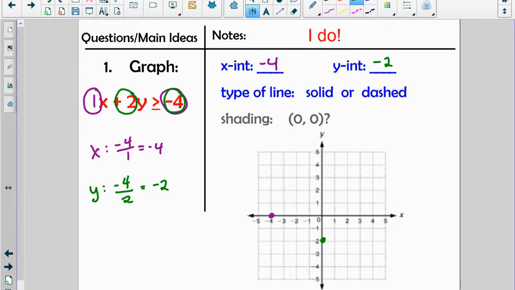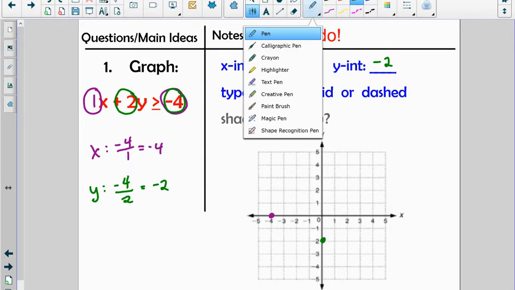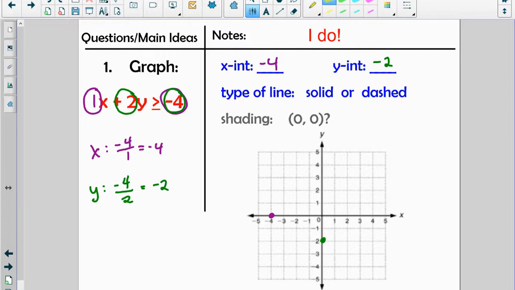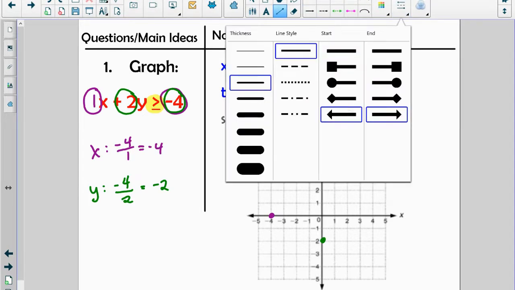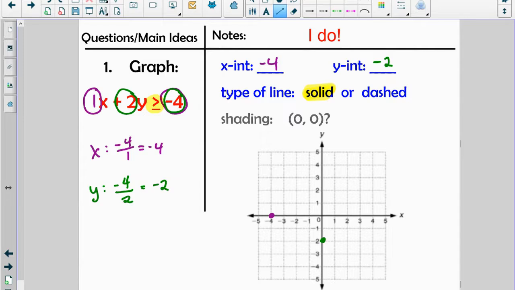So I can see where my line crosses the x-axis and the y-axis, but next I want to determine what type of line to draw before I actually draw the line. My inequality symbol is greater than or equal to. Because it has the or equal to part of the inequality, we're going to want to draw a solid boundary line to show that everything right on the line is also a solution. So I need to draw a line that goes through both the intercepts.